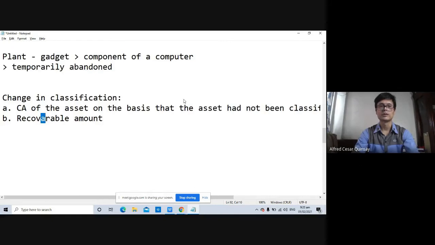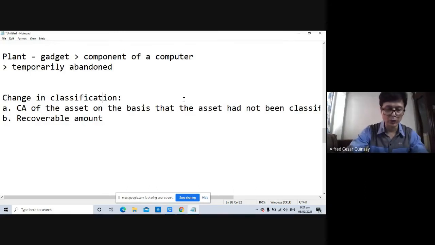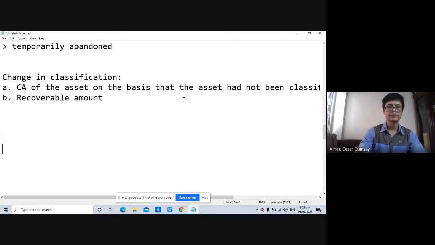Recoverable amount at the date of the subsequent decision not to sell. So the lower of the two, the carrying amount versus the recoverable amount, the lower between these two, that will be its valuation. So, illustration on page 678 for this change in classification.